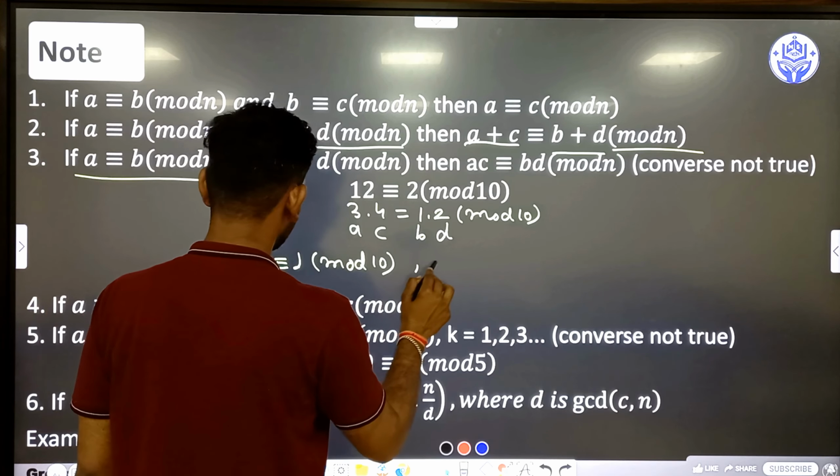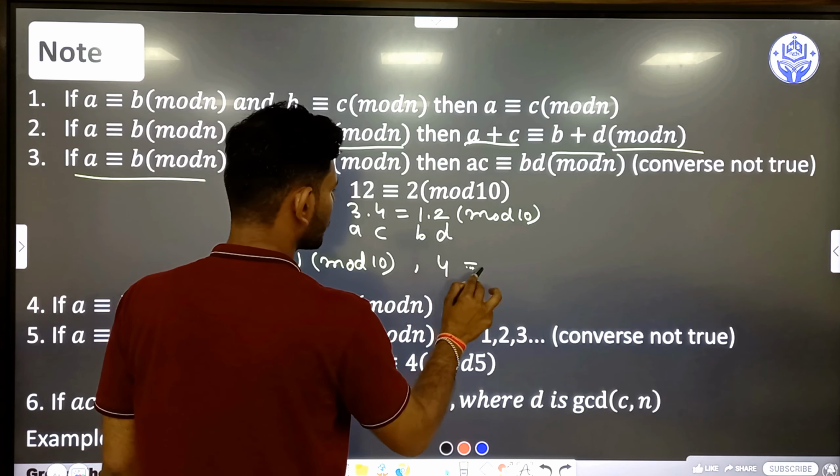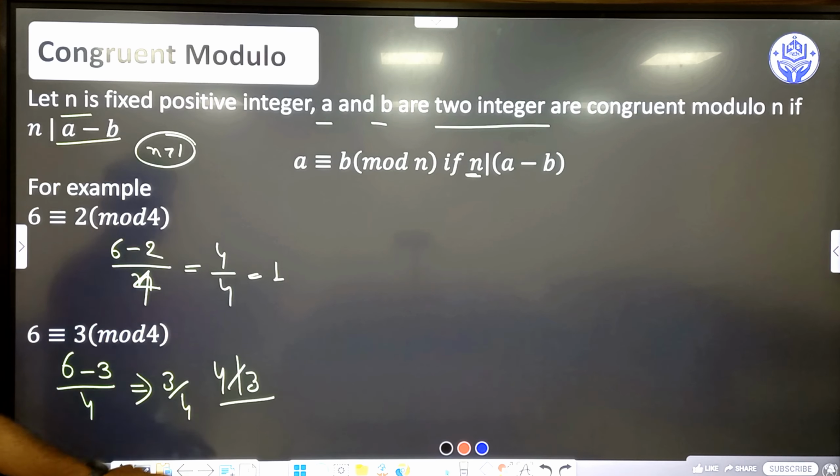Okay, we'll check it. And 4 is equivalent to 2 mod 10. It may be like this: 3 equivalent to 2 mod 10 and 4 equivalent to 1 mod 10. This is one of the possibilities I have written here. Now just check it. We have already checked whether it is a congruent modulo or not. This is the simplest case, that n should divide b minus a.